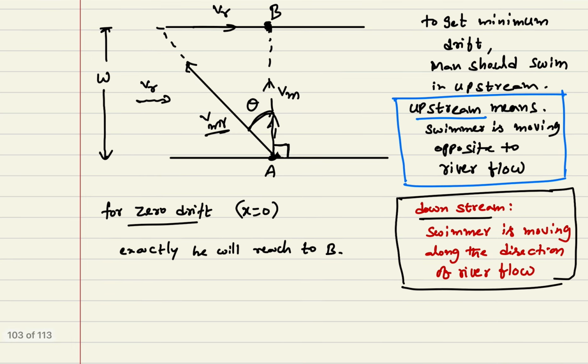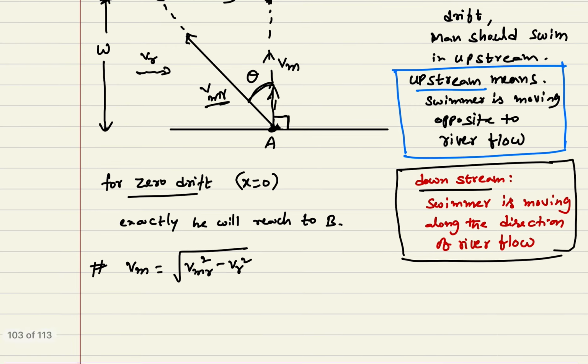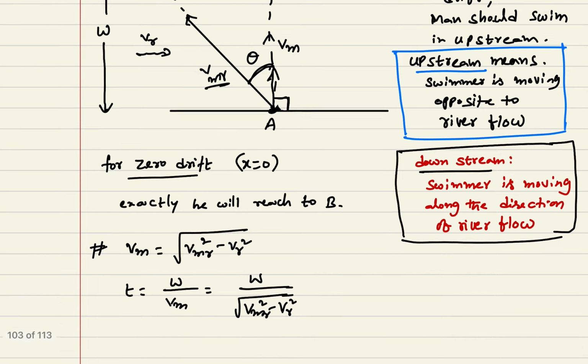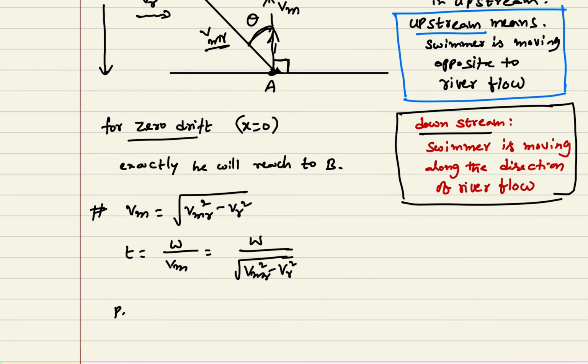Now this is the velocity of the man. The man should move perpendicular to this. Here not VMR, I am writing VM. With respect to ground only, the man is reaching B. With respect to ground, he should go in a straight line. In that case, the velocity of the man is equal to the square root of VMR square minus VR square. I am writing the conditions here. And the time taken, T, should be equal to W divided by the velocity of the man, W divided by the square root of VMR square minus VR square.